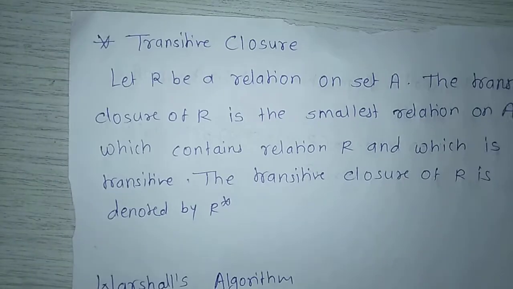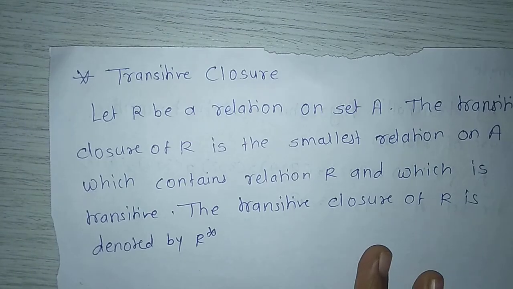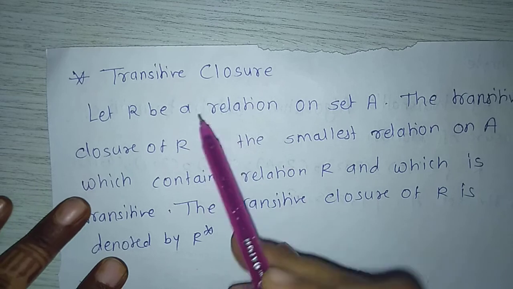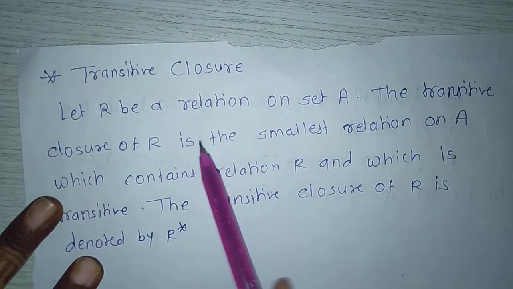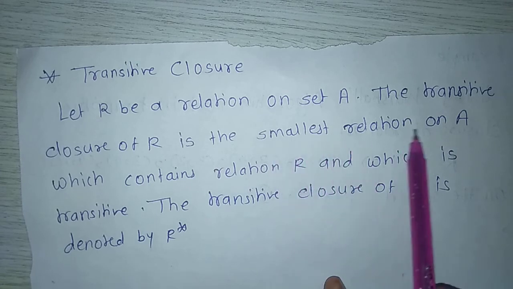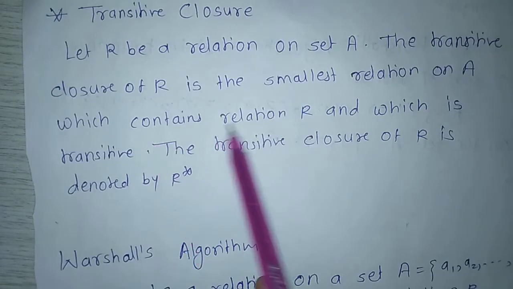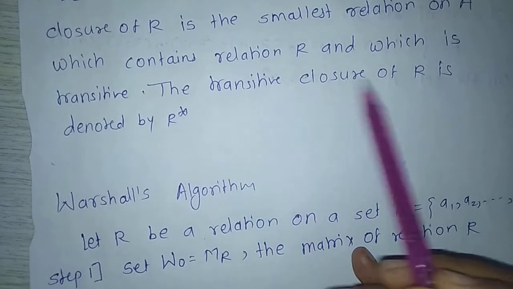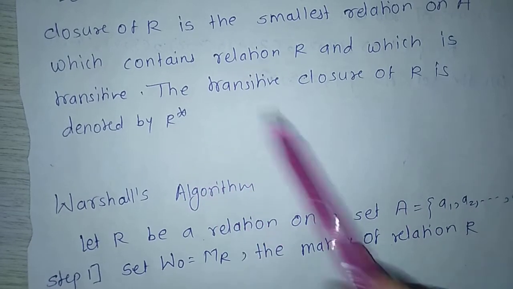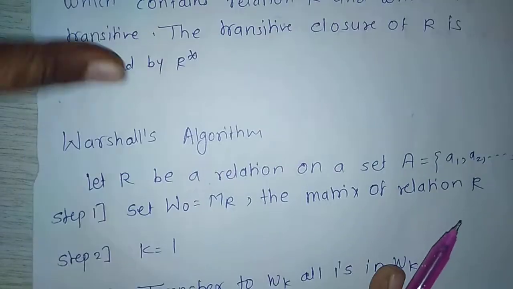Next, transitive closure. Let R be a relation on set A. The transitive closure of R is the smallest relation on A which contains relation R and which is transitive. The transitive closure of R is denoted by R star.